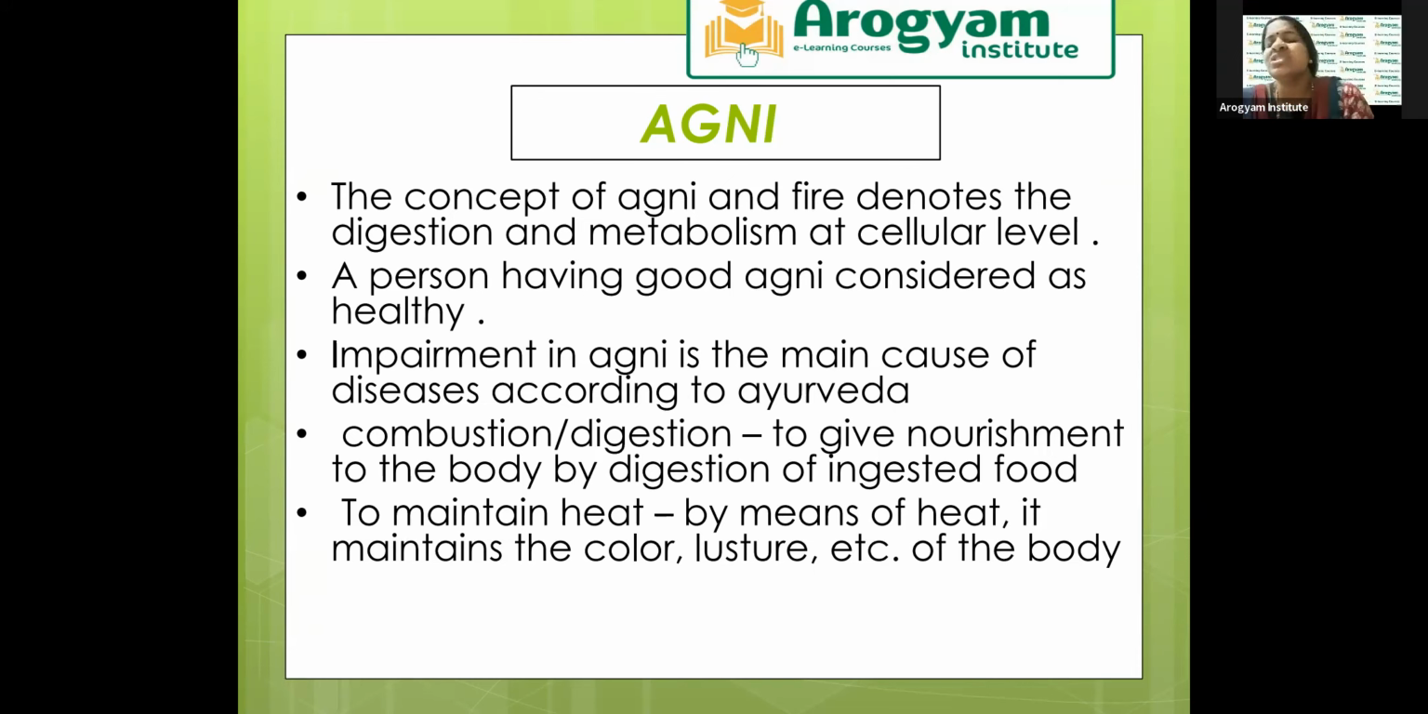ये digestion और combustion से ही हमें energy मिलता है, right? So ये energy से हम बहुत सारे काम करते हैं. We just do everything, all the bodily activities need energy, right?